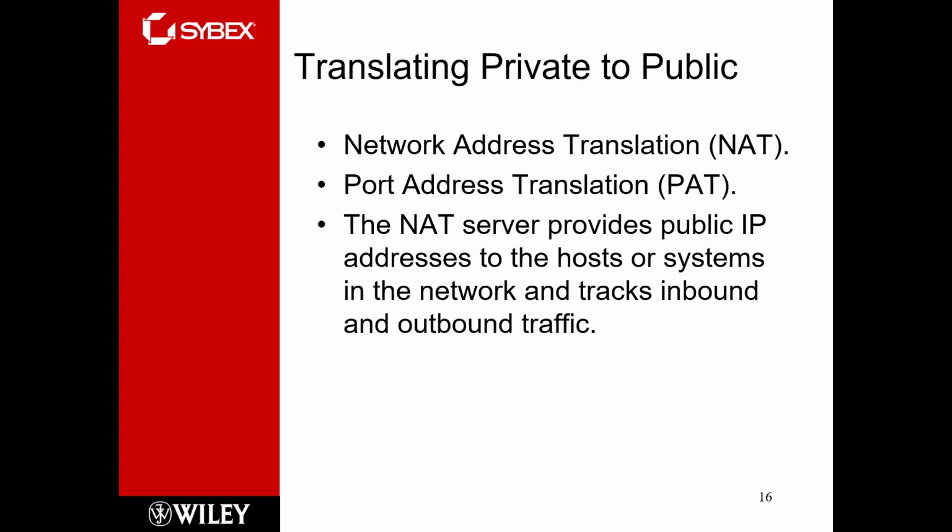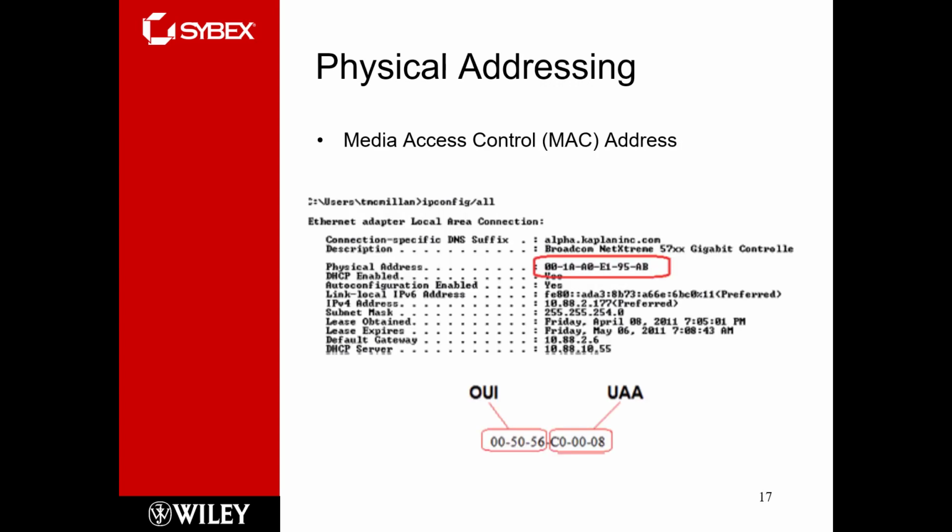We also have other address types other than IP addresses, like a MAC address. And that's a physical address. You'll notice our MAC address is broken up into two groups, the OUI and the UAA. The OUI is essentially the vendor or manufacturer.